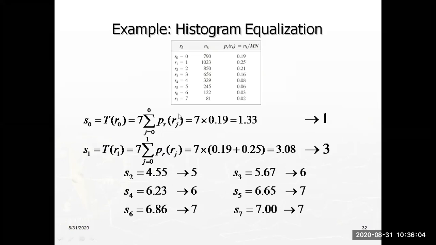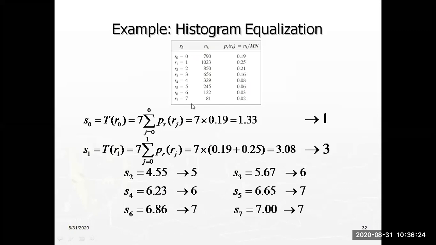But what is R2 value? 2. Similarly, S3 value 6. But what is R3 value? 3. Similarly, what is S4 value? Equals to 6. But what is R4? 4. S5 value 7. But what is R5? 5.